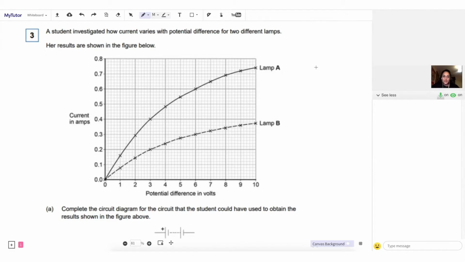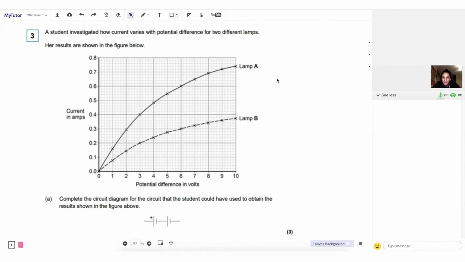Today we're going to be learning about current and potential difference through this example exam question. The question says that the student investigates how current varies with potential difference for two different lamps. Her results are shown in this graph, which plots current in amps against potential difference in volts for both lamps, represented by two different lines.